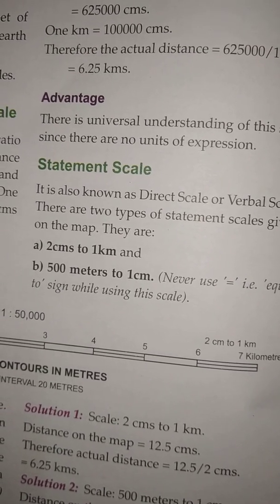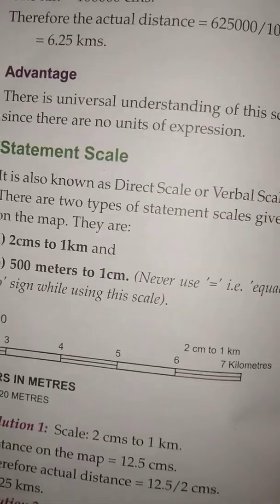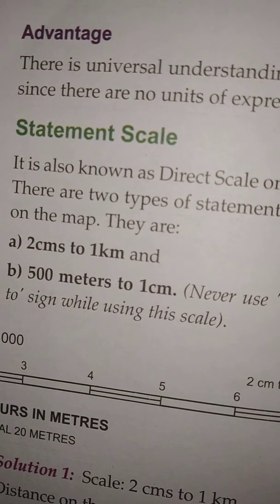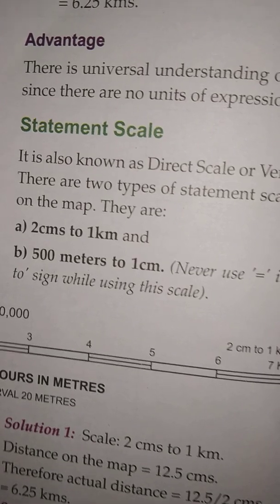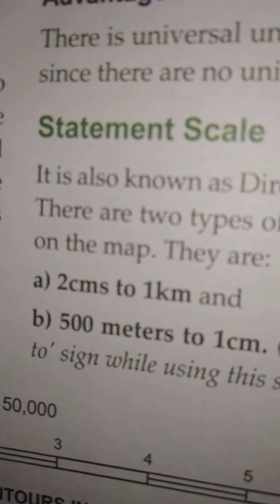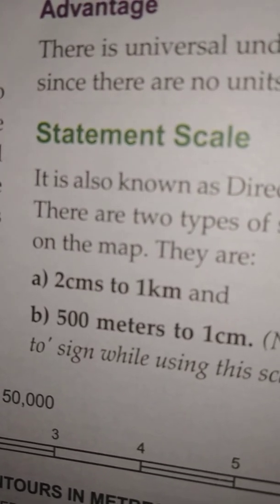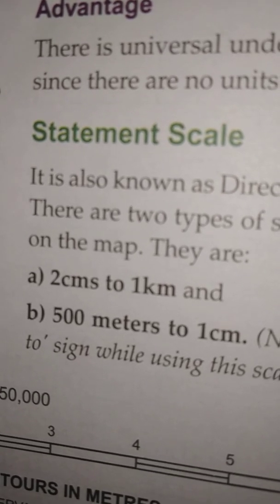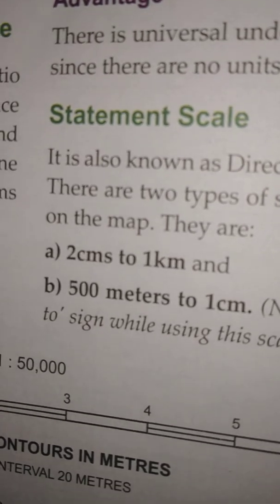So how many types of statement scales are given there on the map? It is written like that. On the map you will see that it is written like 2 centimeters to 1 kilometer. And the second one is 500 meters to 1 centimeter. Here, 2 centimeter is the map distance, to 1 kilometer, which is the ground distance. That means 2 centimeter on the map is equal to 1 kilometer on the ground.